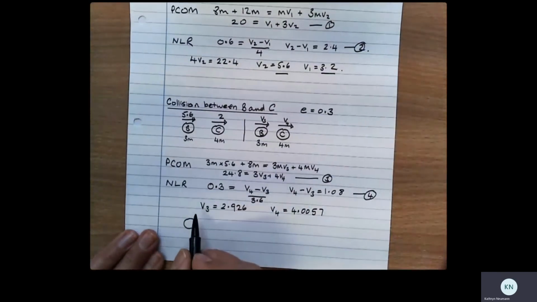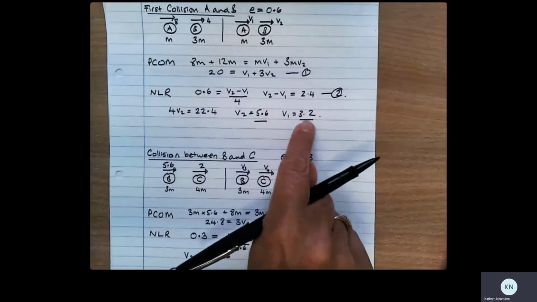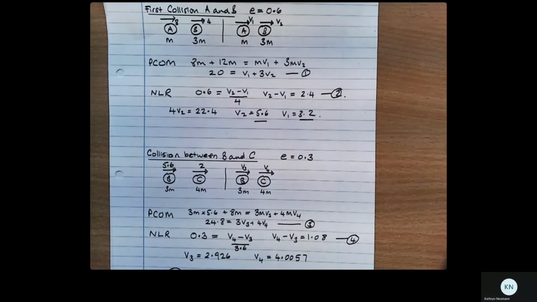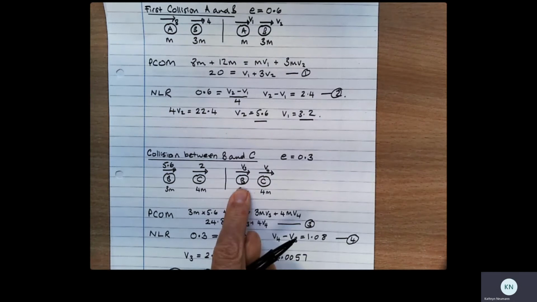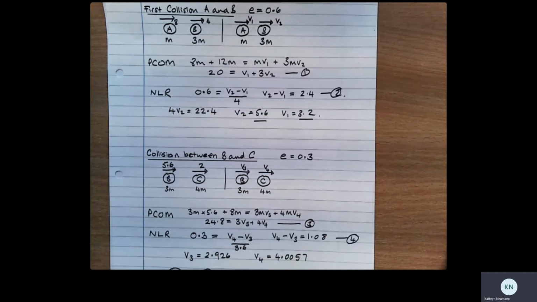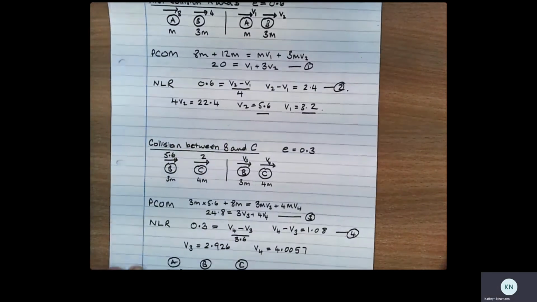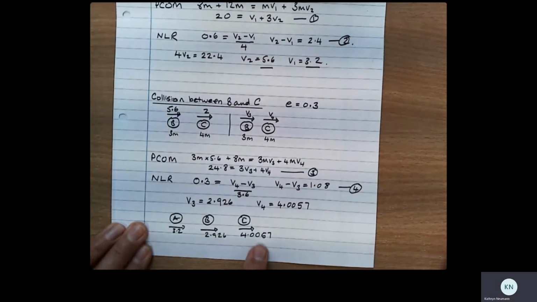So after the first collision, A is moving with the speed of V1, which is 3.2. So that's A. B is moving with a speed of V3, which is 2.926. And C is moving with a speed of 5.0057. So it says, show that there will be another collision.